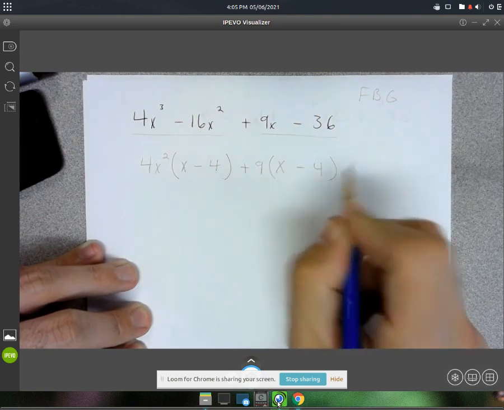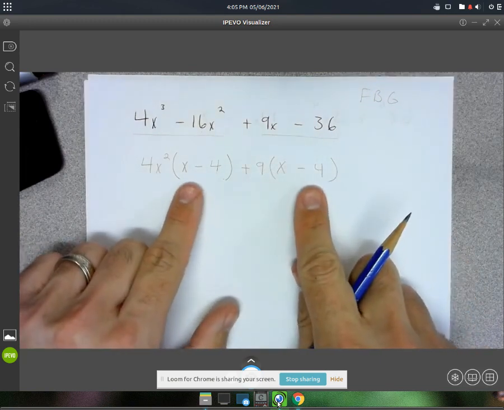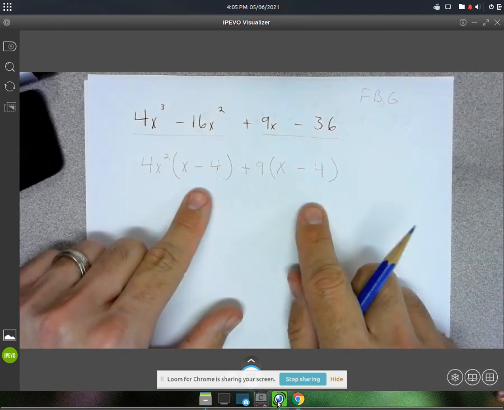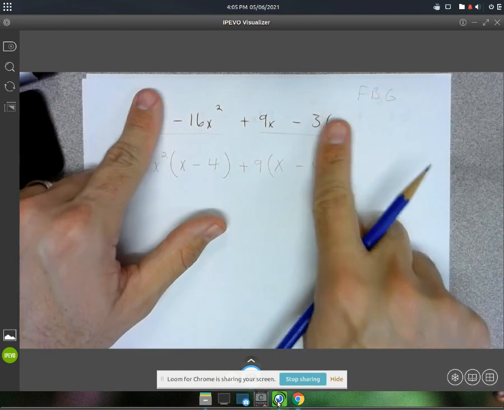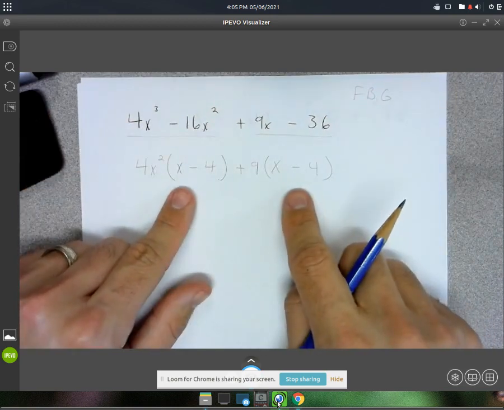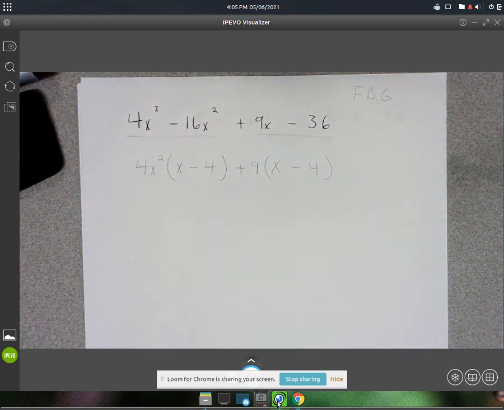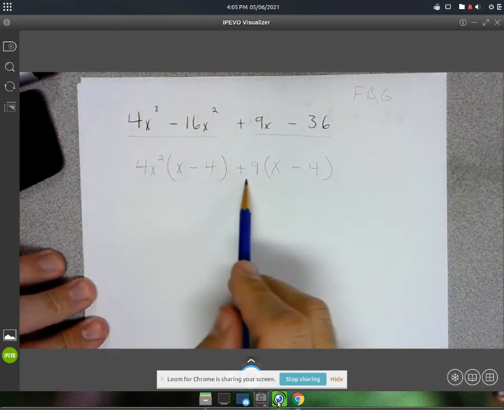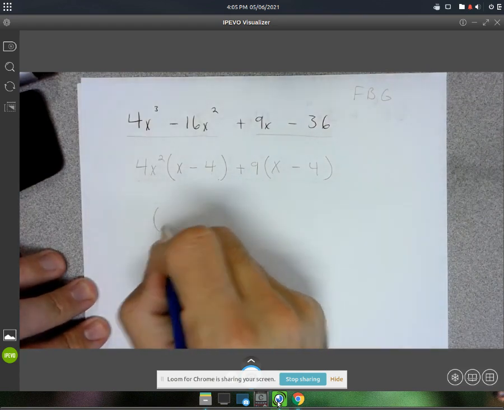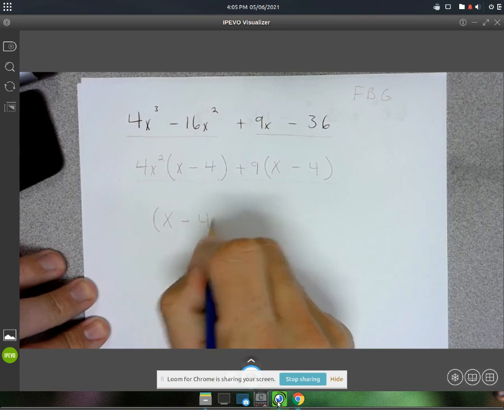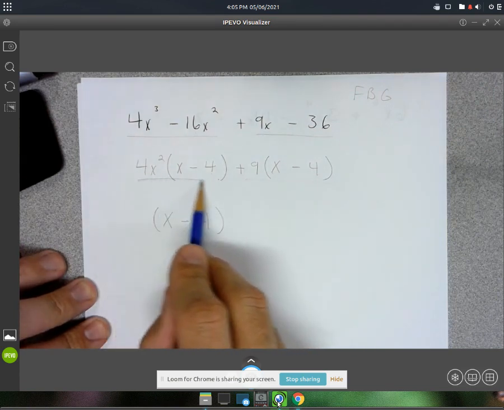All right, so the idea here, what you want to happen is that you want there to be a shared factor between the left half and the right half. And that's what we have here. x minus 4 is showing up in both of them. So because both halves, both giant terms, I guess, have an x minus 4, we're going to be able to factor an x minus 4 from each half.